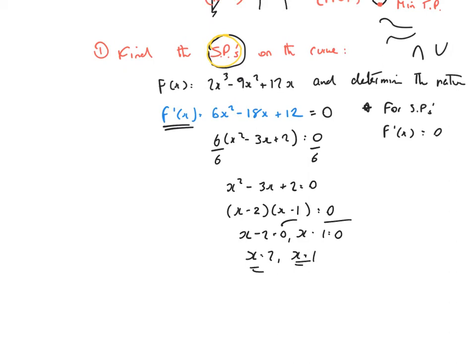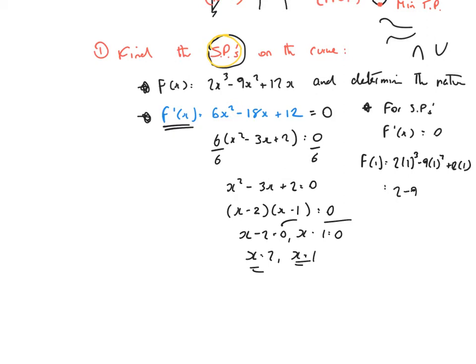Okay, so those are the x coordinates of the stationary points, and now we need to find the y coordinates. So we sub the x coordinates back into the original function. So let's do 1 first of all. f of 1, it goes into the original function, not the gradient function, the original function, because that's what will give us the y coordinates. 2 lots of 1 cubed minus 9 lots of 1 squared plus 12 lots of 1.